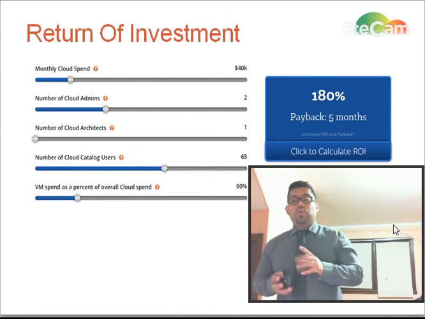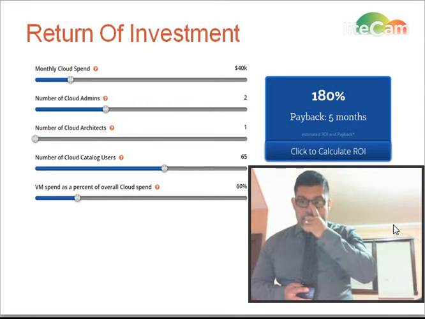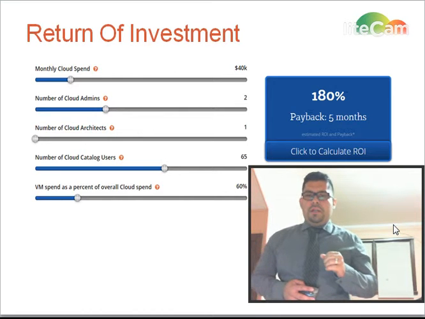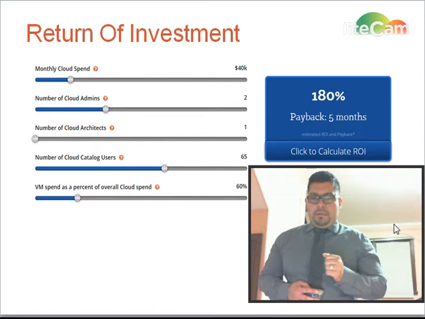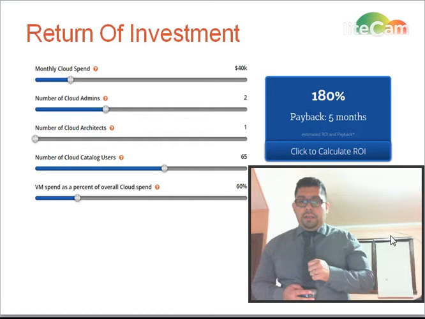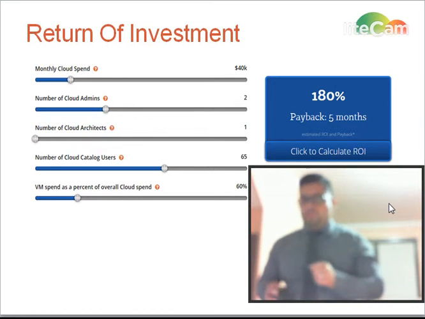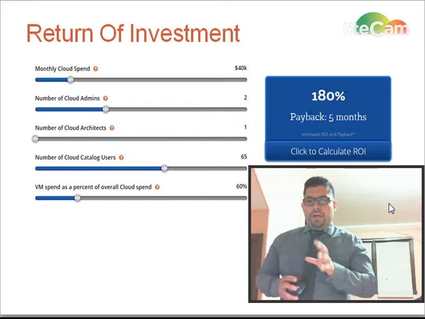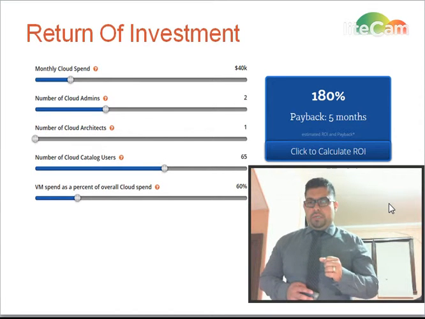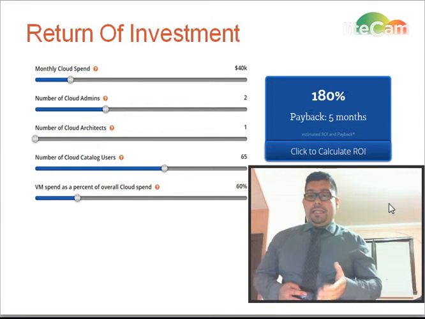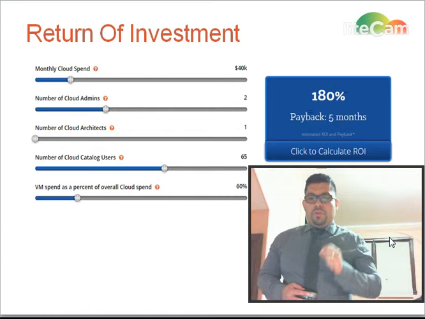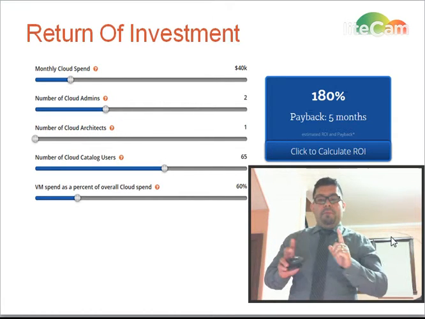Well, I'm just here to show you why this solution is the best that you can adopt for your model of business. First, we have calculated that you're going to require a monthly cloud spend of 40,000 K. We have a number of cloud administrators of 2, one developer or cloud architect, and we have a number of cloud catalog users, which means all the main users that are acquiring your service. And at the end we have a virtualization percentage of 60%. What that means is 180% payback, which means that you will be done with your investment in 5 months, which cannot be possible on hardware.